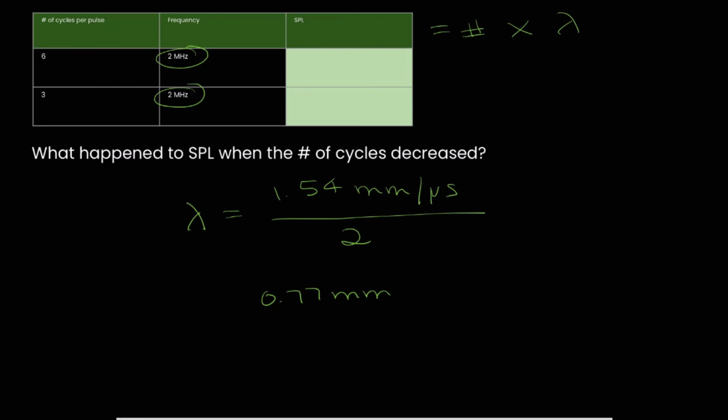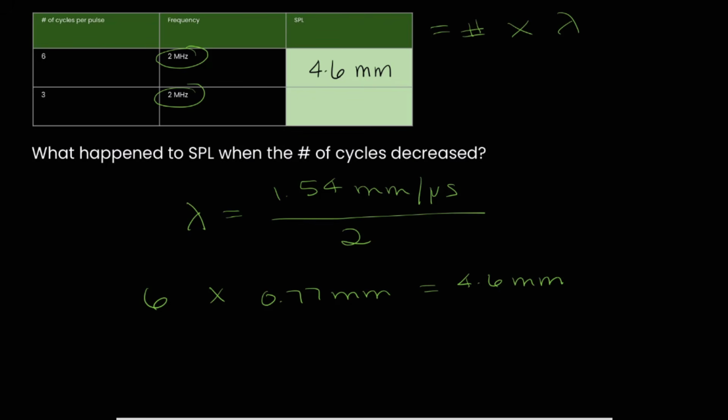To calculate the spatial pulse length of the top row, we are going to take the number of cycles, which is 6, and multiply it by our wavelength. 6 times 0.77 equals 4.6 millimeters. So we can put that into our chart, 4.6 millimeters.